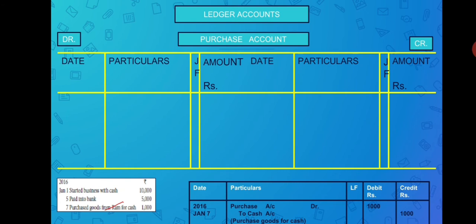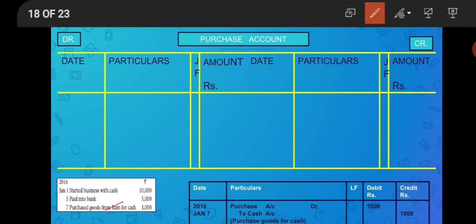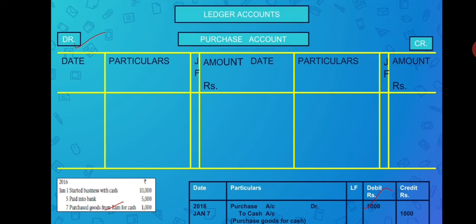Okay. Now which account we want to do the posting? Purchase account. Now see what is done with the purchase account. Purchase account is debited. So keep the hand in the debit side and then you want to start the posting. You want to write the date in the date column, year, month, day. Particulars column, what you want to do? You want to start with To and then you want to write the credit account, that is cash account. Write the amount in the amount column. Okay. So purchase account posting is over.